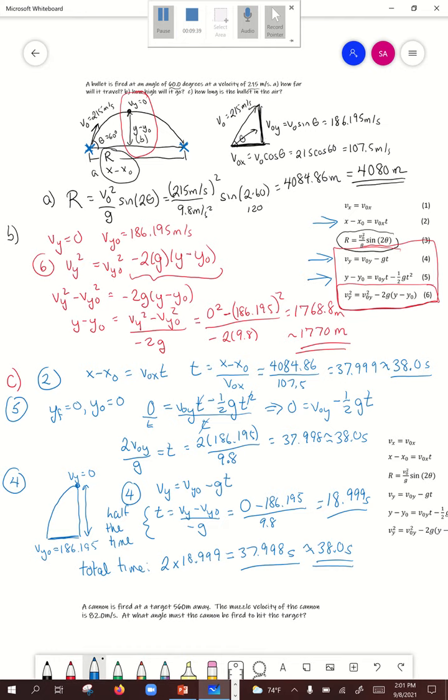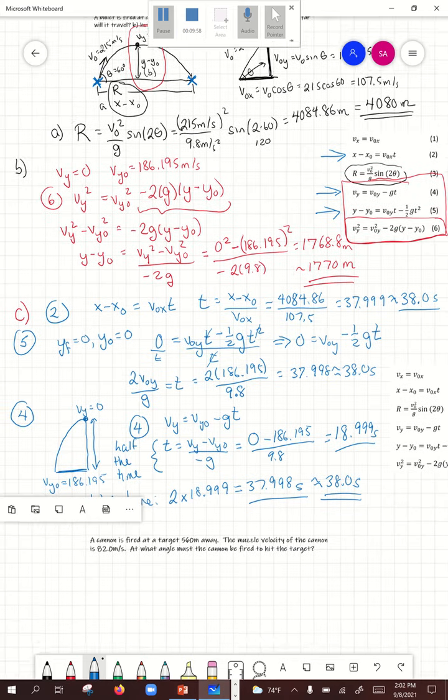So there's multiple ways to solve the problem. Always, if it lands at the same height it took off at, you're going to use the range equation, and if you're trying to find how high it is, you're going to use the fact that Vy is 0 at the top. And then for time, there's several different ways to do it, and I usually choose the simplest one.